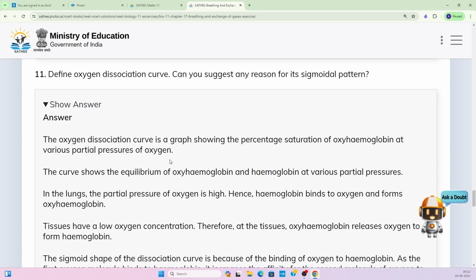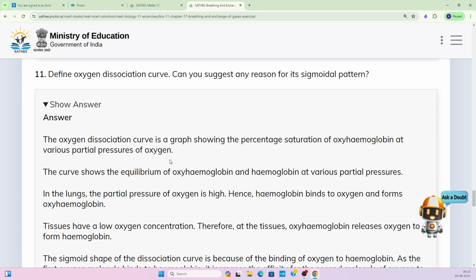In the lungs, the partial pressure of oxygen is high. PO2 is quite high in the lungs region. Hence, hemoglobin binds to oxygen and forms oxyhemoglobin. So what happens here? Hemoglobin binds with oxygen and forms oxyhemoglobin, and this happens at the lungs.